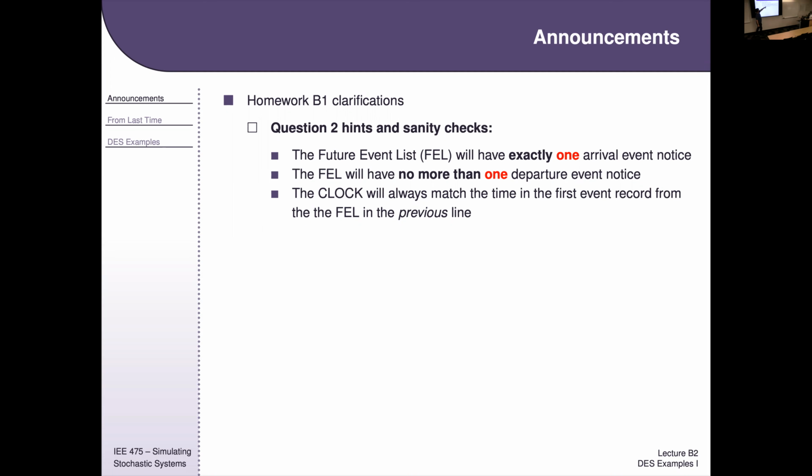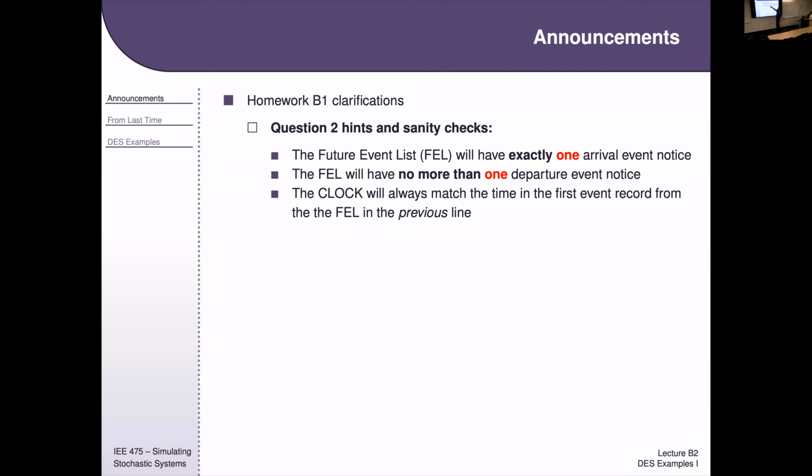The future event list will have no more than 1 departure event at a time. So it might have no departures. It might be that you don't know when service is going to end next because currently things are idle, and you're waiting for the next arrival. But if there is a customer in the system, you're going to have their departure in the FEL as well, and that's the only departure you'll have there. So the FEL will have no more than 1 departure, but it might have none.